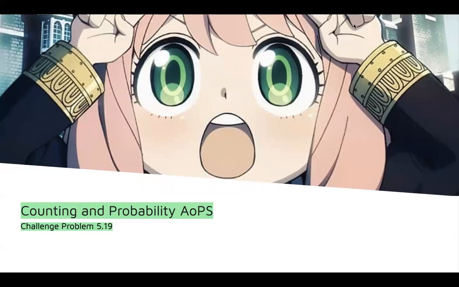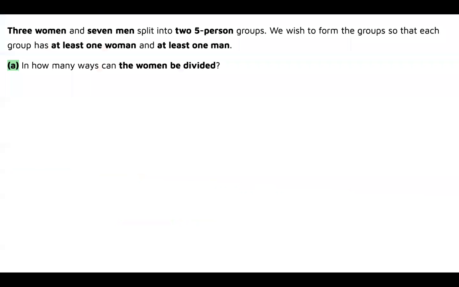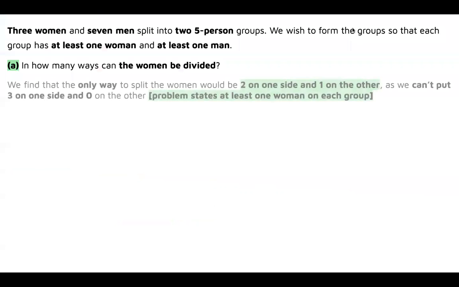Okay, so in today's video, I'll explain Counting and Probability AoPS challenge problem 5.19. The problem states: 3 women and 7 men split into two 5-person groups. We wish to form the groups so that each group has at least 1 woman and at least 1 man. Part A asks, in how many ways can the women be divided?